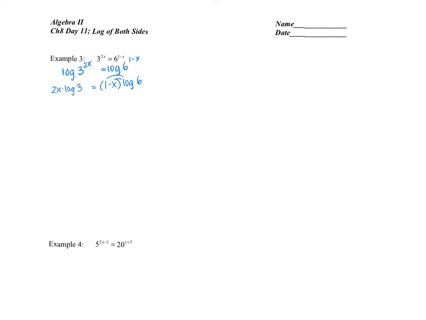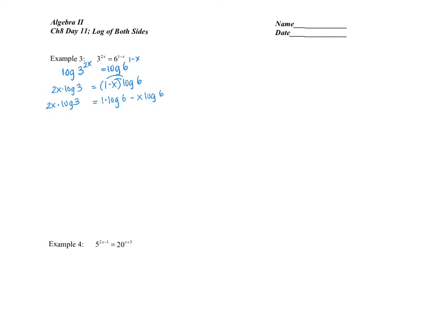So what that's going to look like is 2x times the log of 3 equals 1 times the log of 6. I'm going to write it out just so you can see what I'm doing. But 1 times log of 6 is log of 6 minus x times log of 6. Okay, so we have 2 terms here with an x. So we have 2x log 3 and we have x log 6. This term here, 1 log 6, has no variable, no x value, so that's going to stay put.